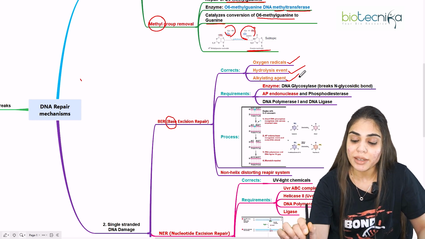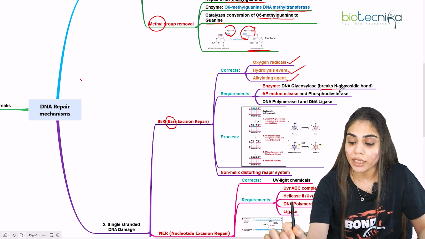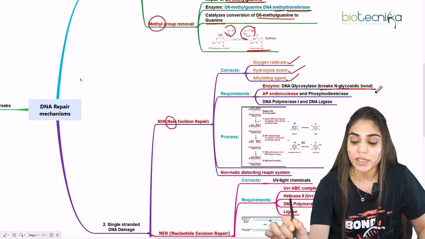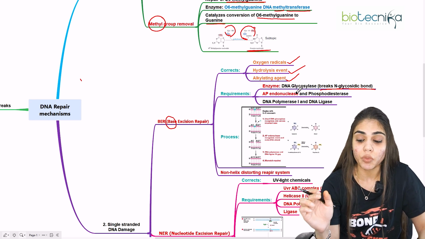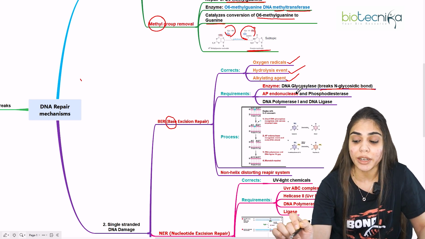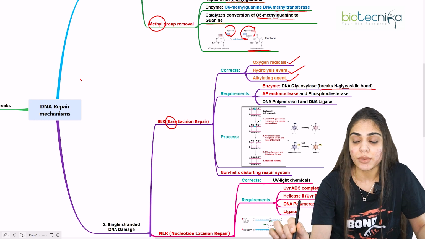The requirement is the enzyme DNA glycosylase, that is going to break the N-glycosidic bond. As the name itself suggests, glycosylase. Lase means it is going to split something. What? Glycosidic bond. Which bond? There are two types of glycosidic bonds, O-linked and N-linked. So this time it is going to break the N-glycosidic bond.